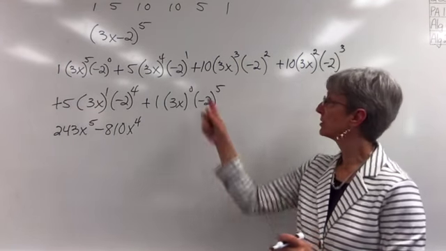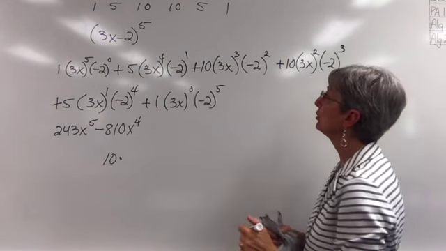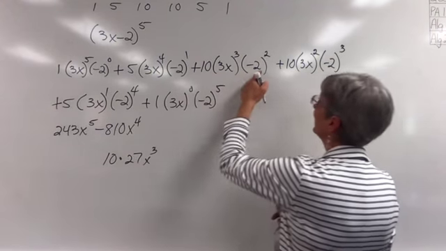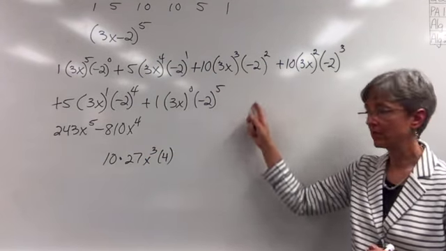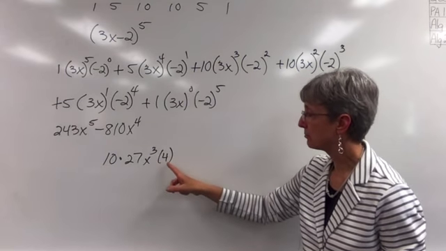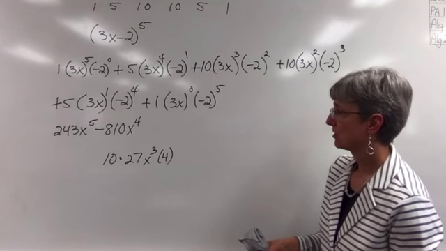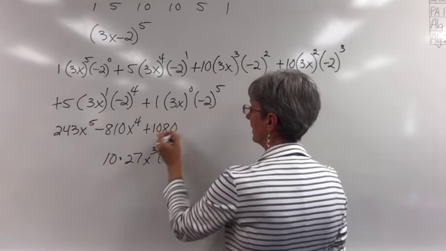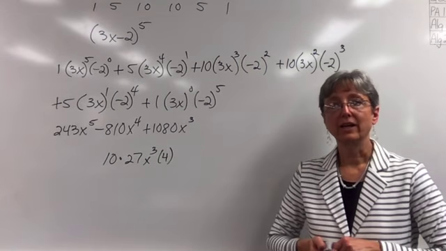Now we're on our next term. We have 10 times 3 cubed, which is 27, x to the power of 3, and negative 2 squared is positive 4, right? Negative 2 times negative 2. So now we're multiplying 10 times 27 times 4. 27 times 4 is 108. So I think that's 1,080, and this is positive. 1,080 x cubed. I'm going to double check that. Okay, I got that right.